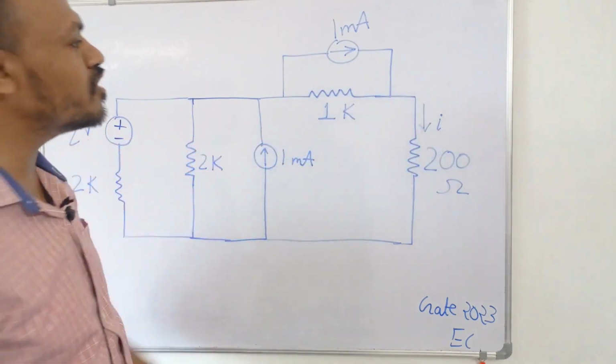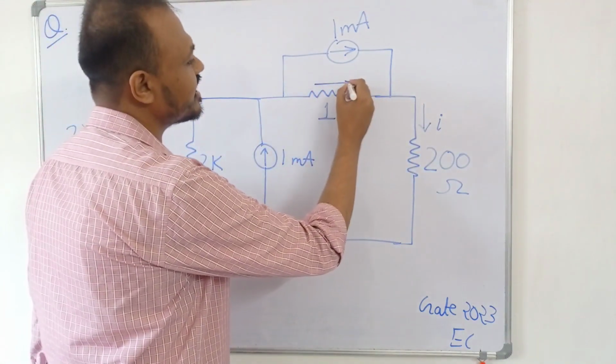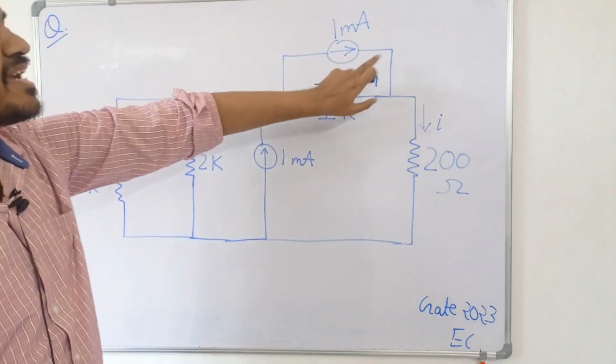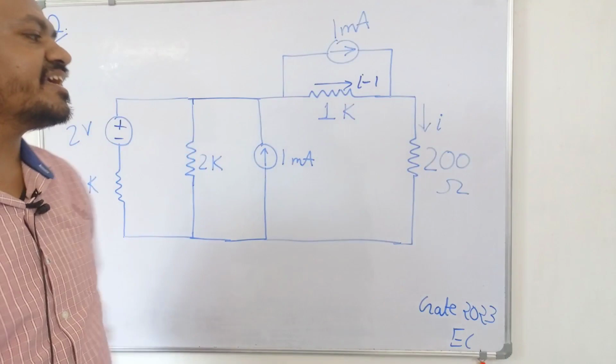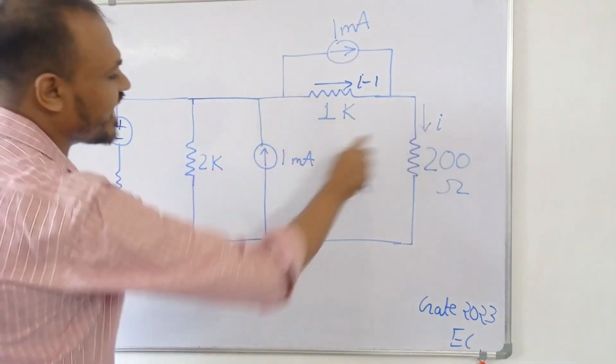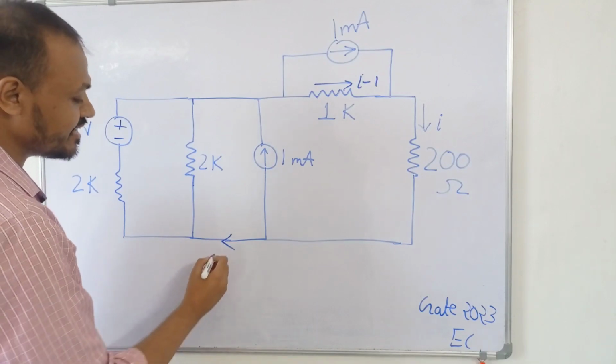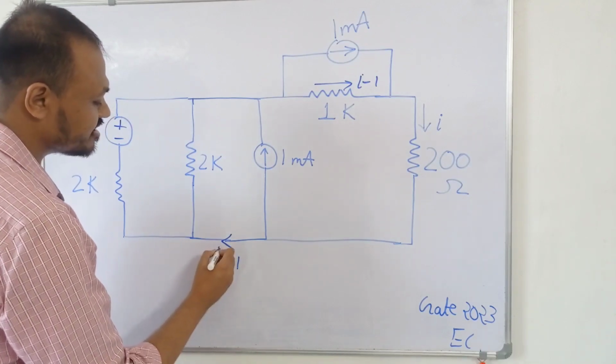So by Kirchhoff current law, this current will be I minus 1, because I minus 1 plus 1 will give you current I. Now this is current I, this is 1 milliampere current. So this will be current I minus 1.